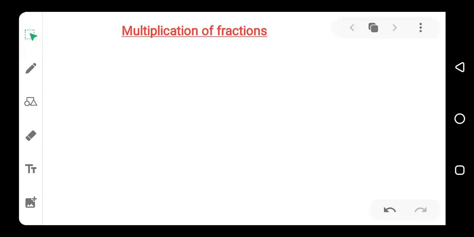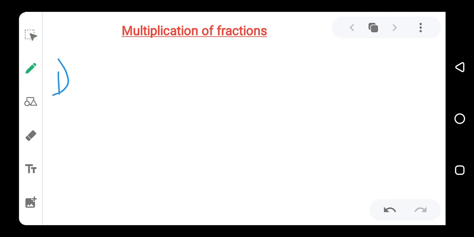In today's lesson, we want to learn multiplication of fractions. That is, how to multiply different fractions together. Now let's start with examples. Example 1.